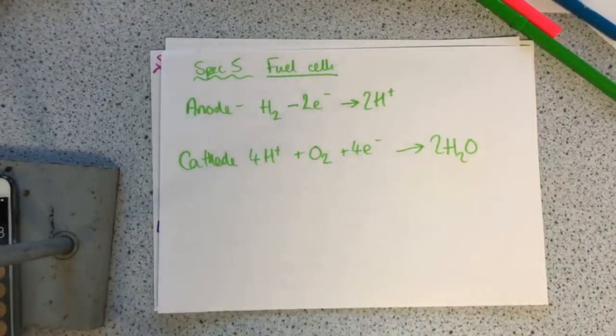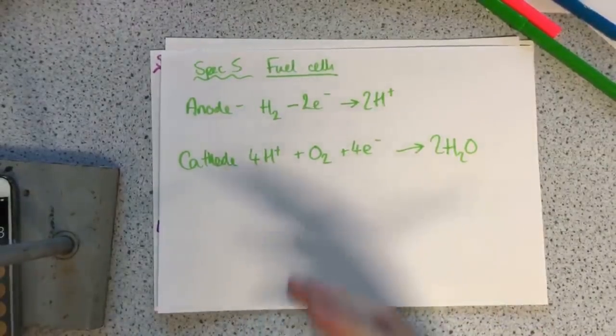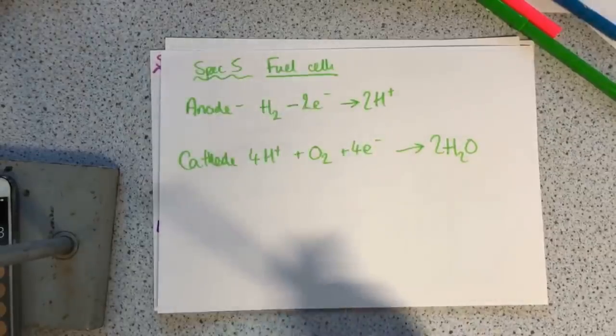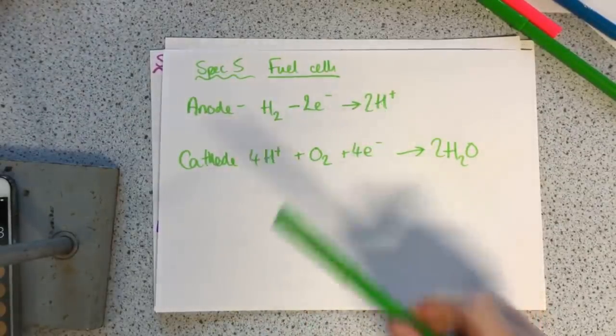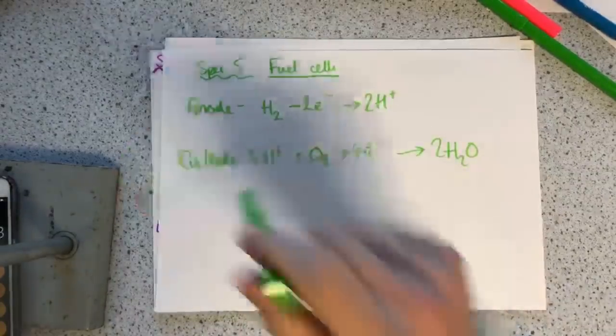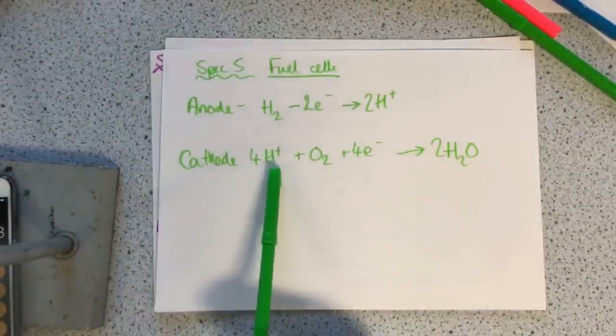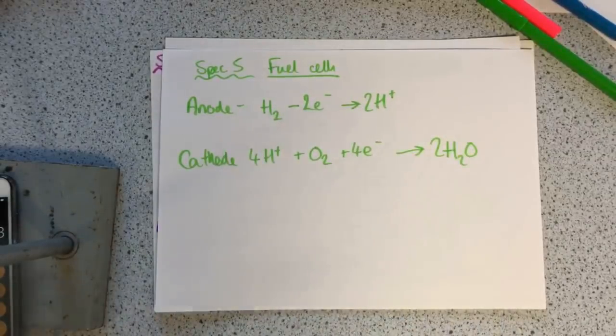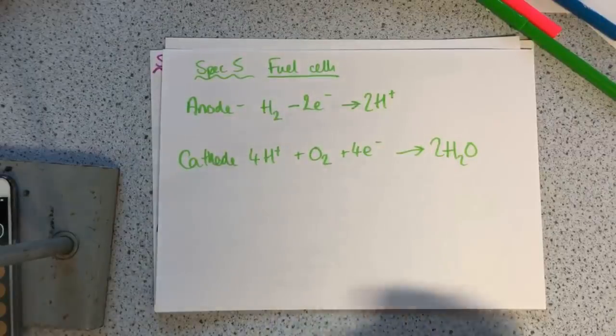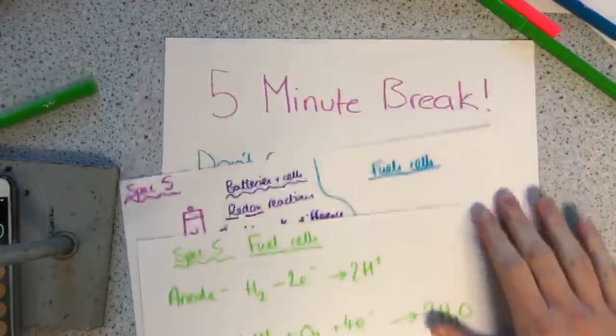Going back to someone asked earlier, what's the purpose of half equations? It essentially tells you what's happening at each electrode. So at this electrode, you can see hydrogen's losing 2 electrons to form hydrogen ions. At the cathode, you can see that it's bonding with oxygen and also gaining some electrons back to form water, and then that comes out and that's done. So that is spec 5 finished for separates.